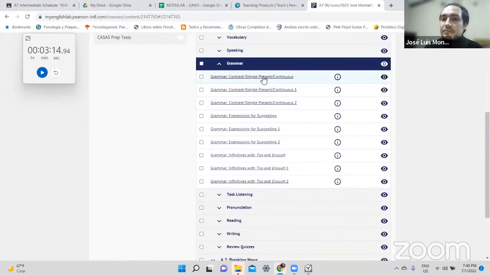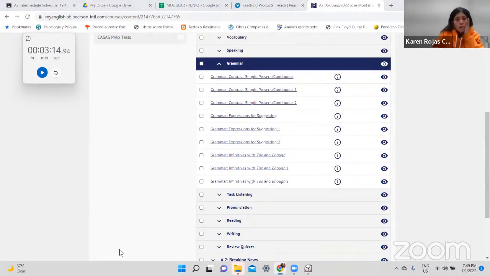So here, the contrast between the simple present and the present continuous, expressions for suggesting, right? Give me a suggestion or advice, and infinitives with too and enough, right? I am too tired to pass classes. I am old enough to go to parties, and so on and so forth. So, first, let me know, do you have questions about any of these structures, Karen? Perhaps I'm going to ask you some questions for examples, but what do you say? Do you have any questions, comments, doubts about this unit?